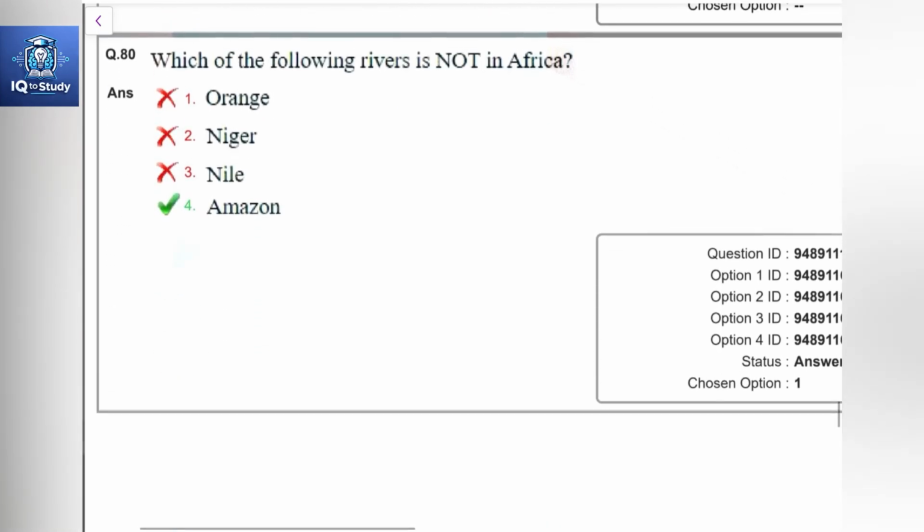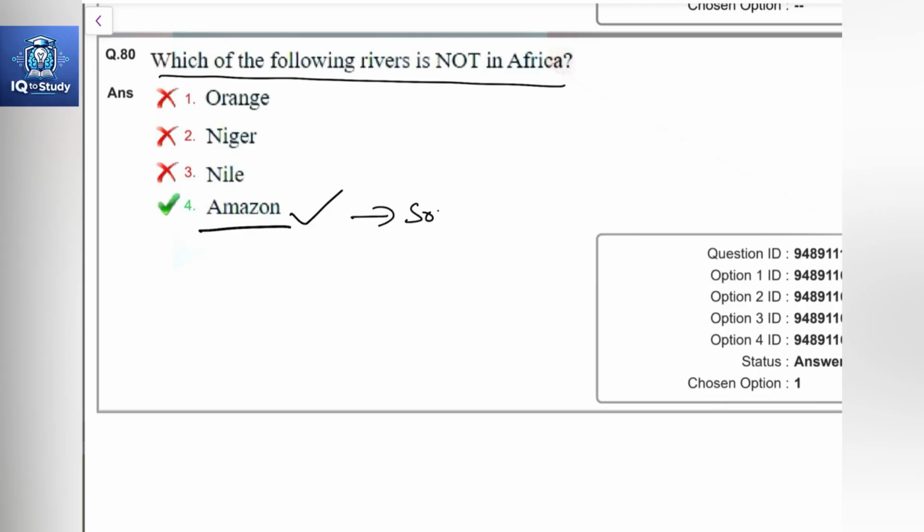Which of the following rivers is not in Africa? The answer is option 4, Amazon. It is not in Africa. Amazon is in South America and it is the largest river in the world.